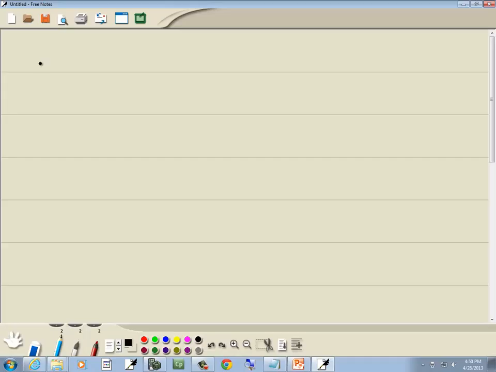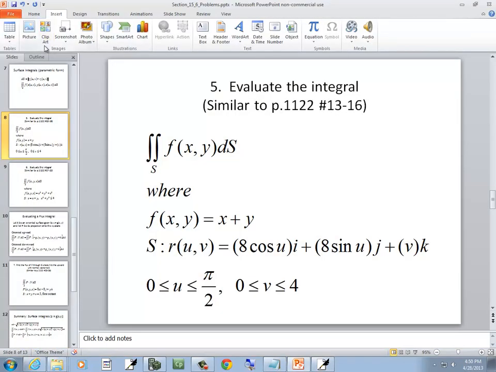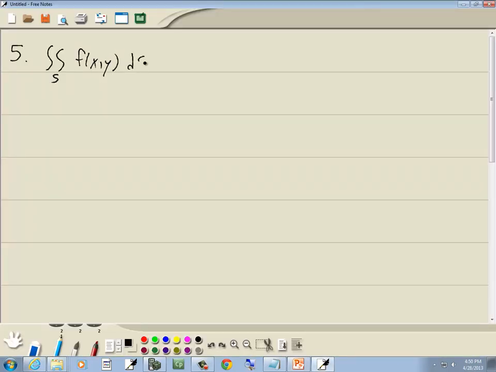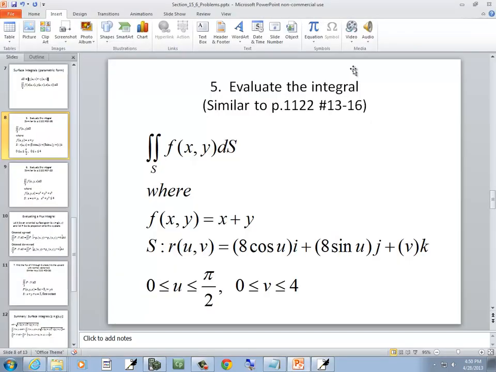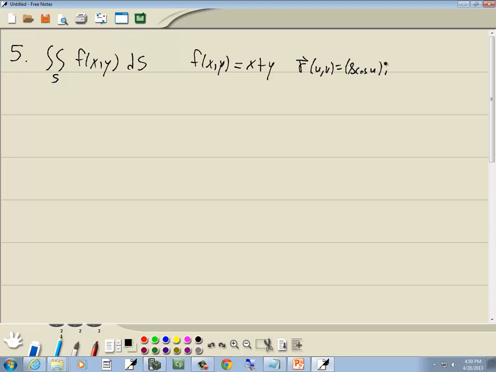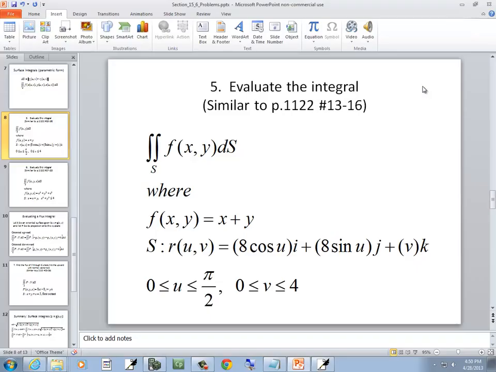So let's take a look at this problem. The integral of f of xy ds, and f of xy is equal to x plus y, and r of uv is equal to 8 cosine u i plus 8 sine u j plus v k, and u is between 0 and pi over 2, and v is between 0 and 4.